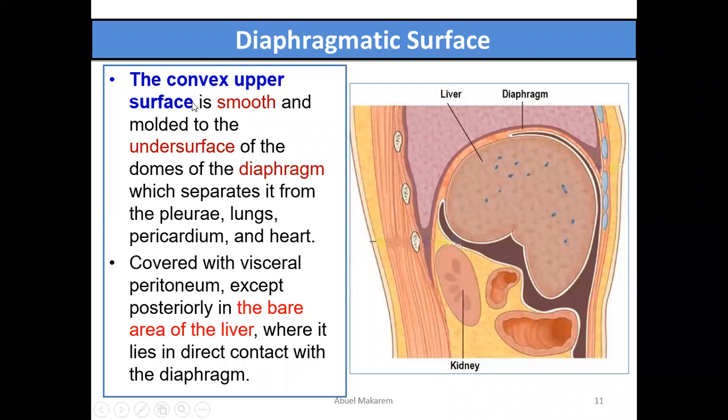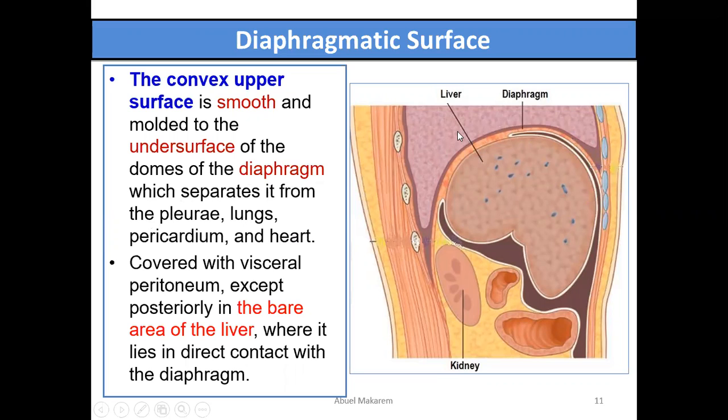It is convex, as you can see here, as well as smooth, as well as molded to the undersurface of the dome of the diaphragm. As you can see here, the dome of the diaphragm is exactly in connection, as well as the same shape as that of the liver. So this is the dome of the diaphragm. You can see here, this is the brown colored line. This is the diaphragm, which separates it from the pleura, lungs, pericardium, and the heart.